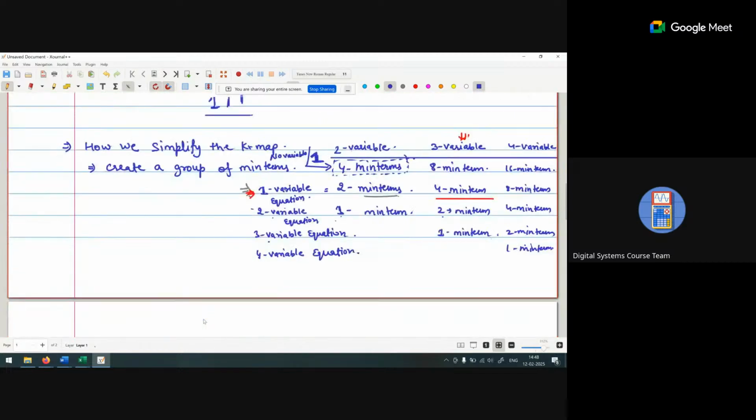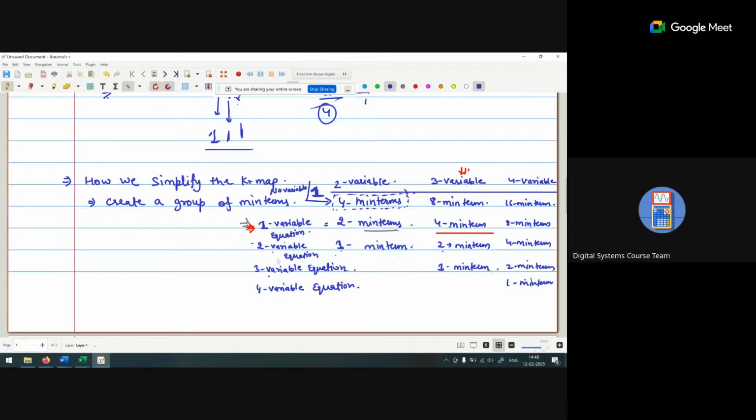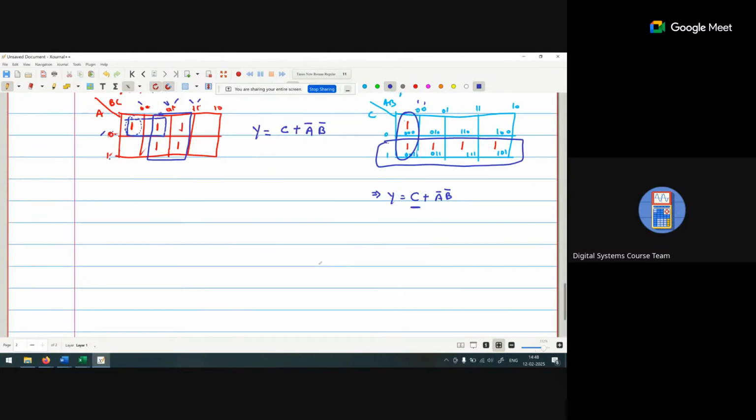Now we go with the table. For 3 variables, a group of 4 min terms gives only one variable in the equation. So if it is a group of 4 min terms, one variable is there. If it is a group of 2 min terms, 2 variable terms are there. Okay. Any doubt?